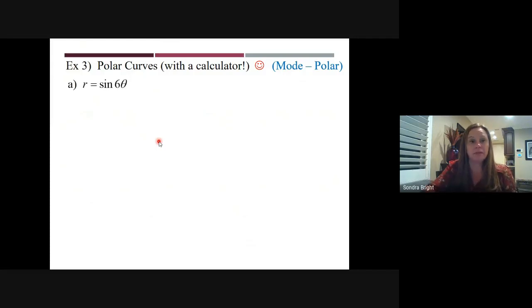So, all right, you hit mode and then arrow down to where it says function, parametric, polar, sequence, and arrow to the right until you're in polar and hit enter.